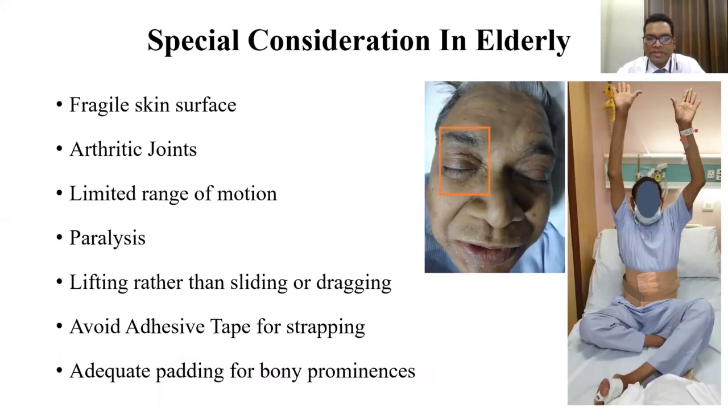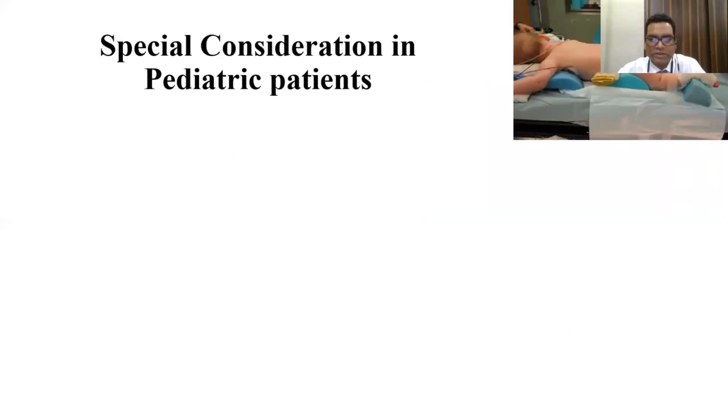The vascular complications, including femoral artery ischemia and vein of the femoral head, are reported in a few case reports. Some special considerations in the elderly: their skin is usually fragile, so even while applying tape, make sure that the skin is not peeled off with the tape. Their joints are arthritic, so preoperatively check that there is shoulder movement for the prone position. Limited range of movement is possible in old age, so lift rather than slide or drag. Avoid adhesive tapes. You can use foam, and adequate padding for the bony prominences should be taken care of.